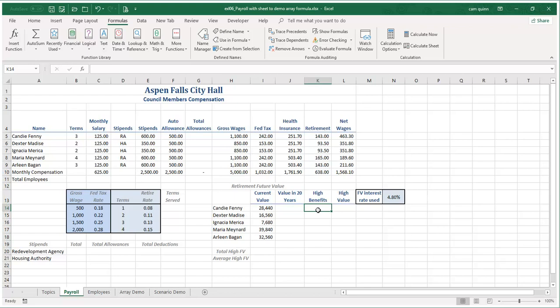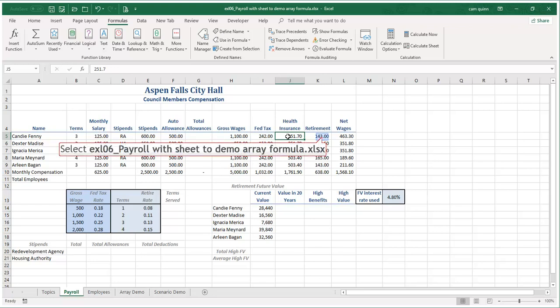So what they're saying here is, where are we here? I got the right ones here. An employee is classed as high benefits if their health cost is greater or equal to 255 and the retirement cost is greater than 125. So if the health cost is 255 or more, looking at Candy Fenny, that's not true, and the retirement cost is at least 125, that is true. So this is false and that is true.